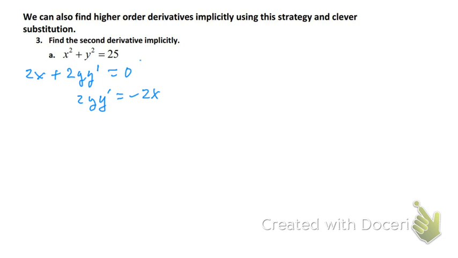Divide both sides by 2y. I do. Y prime equals negative x over y. Okay, y'all, that is dy/dx, isn't it? That's the first derivative, right? Yeah. Okay, now then I take that thing and I differentiate it.